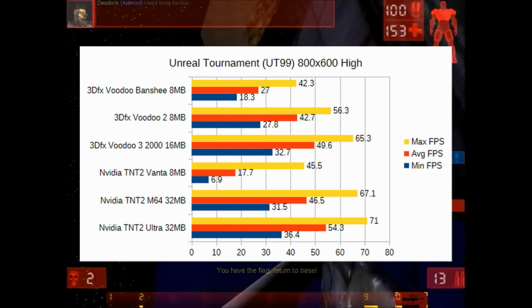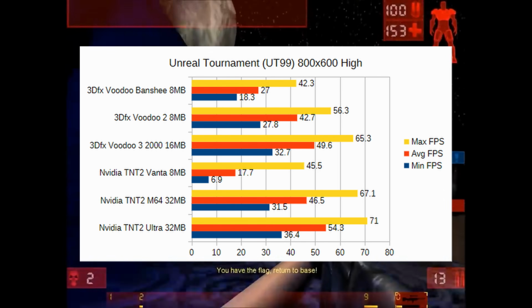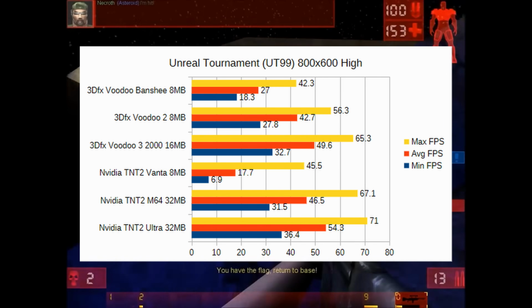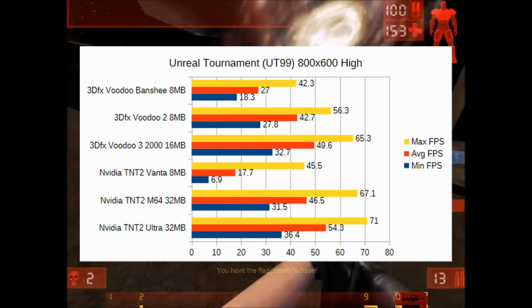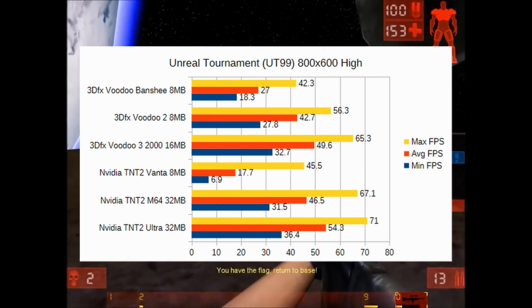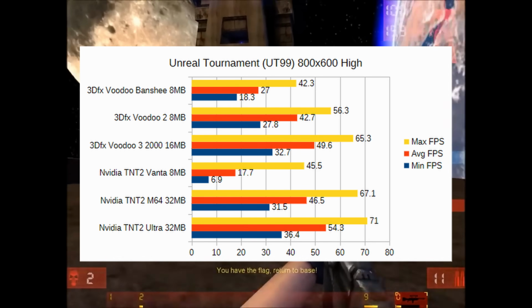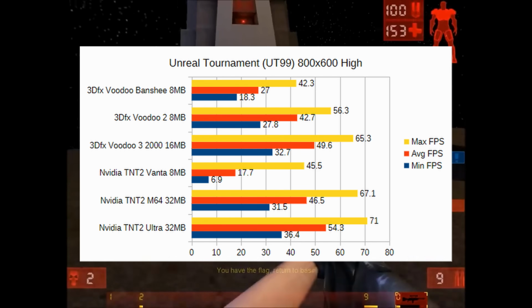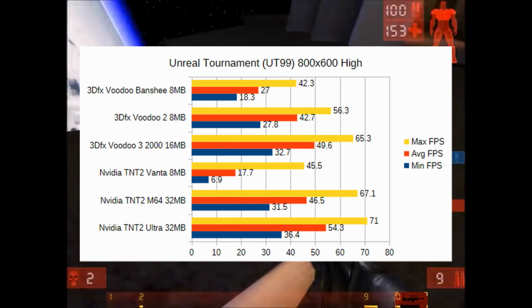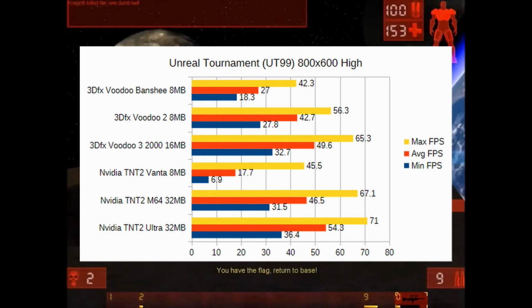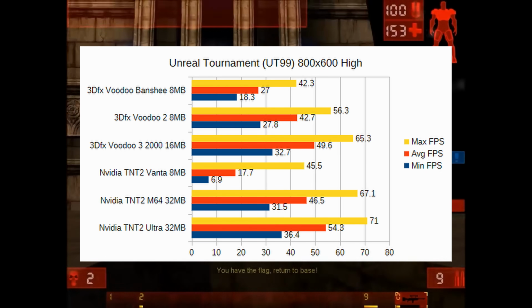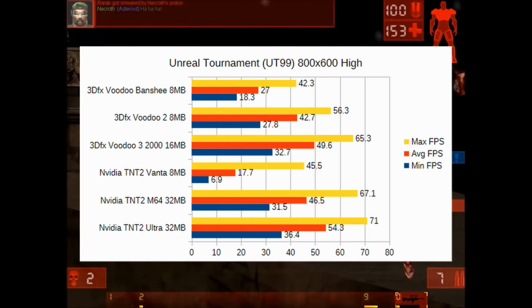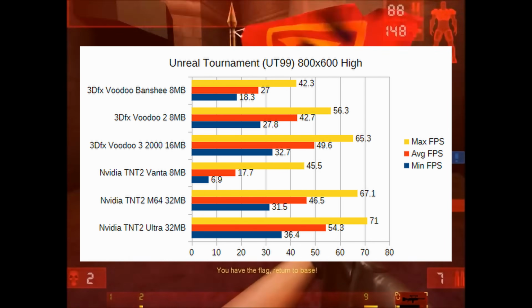To note though, the Vanta is only doing 17, but it does max up to 45 frames, so there's something going on there, no doubt held back by its 8 megabytes of onboard RAM, but also the 64-bit bus that the Vanta is known for. The M64 is putting in a decent showing though, with its 32 meg on board, 46 average frames, pushing up to a maximum of 67.1.